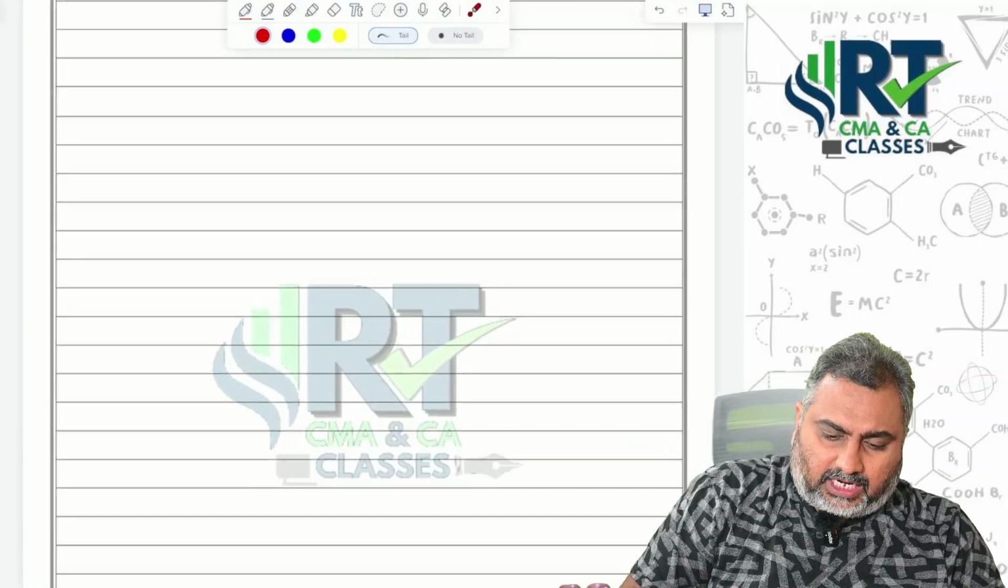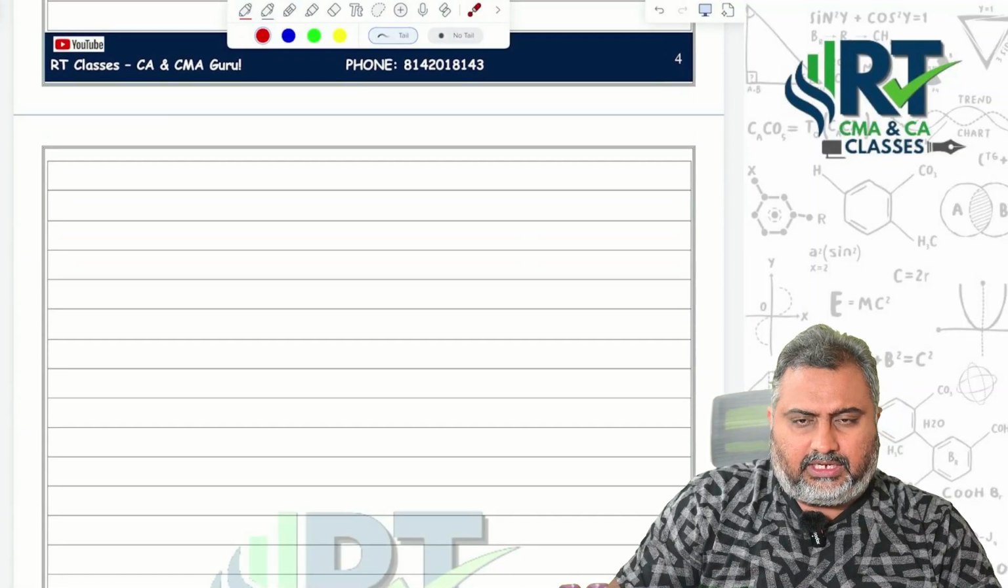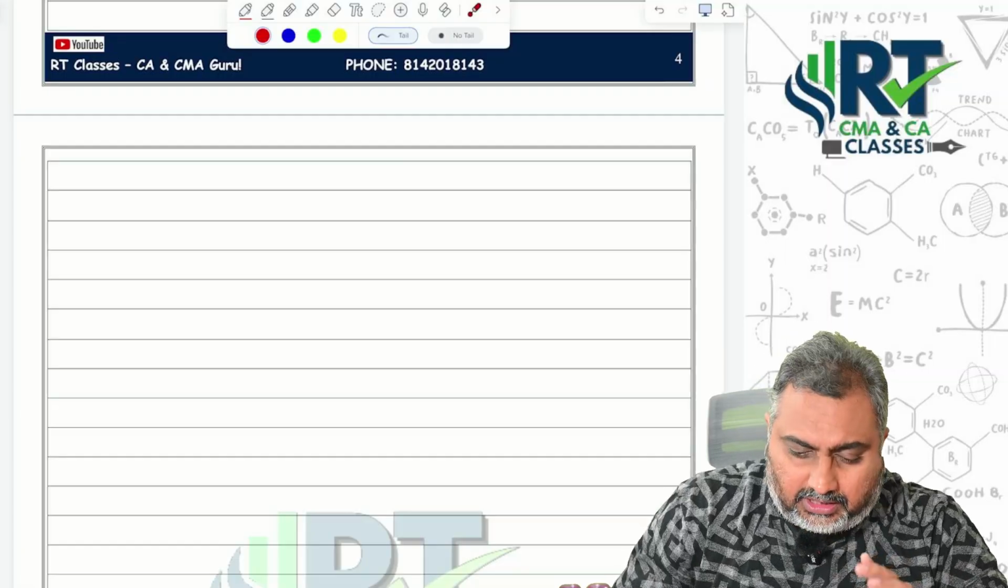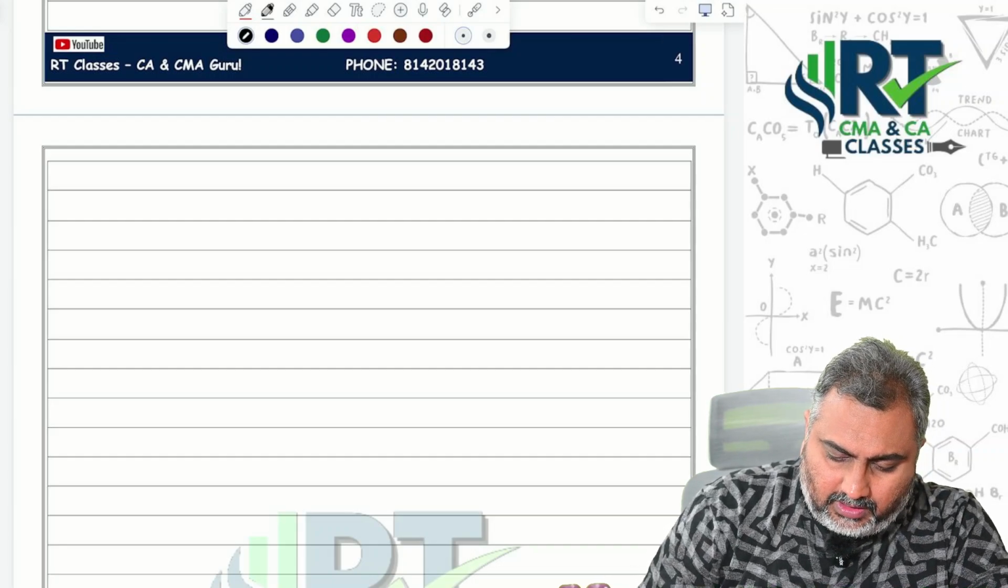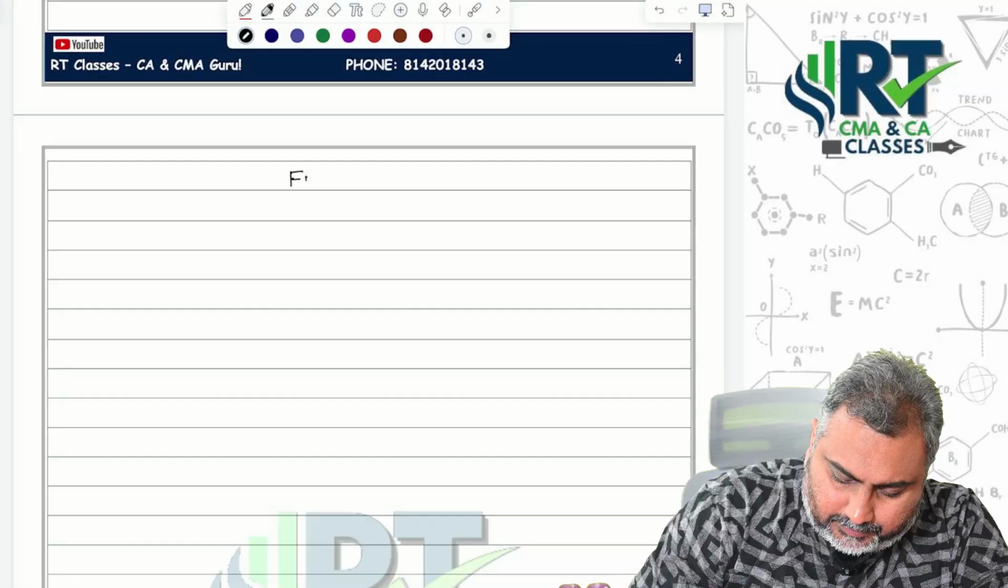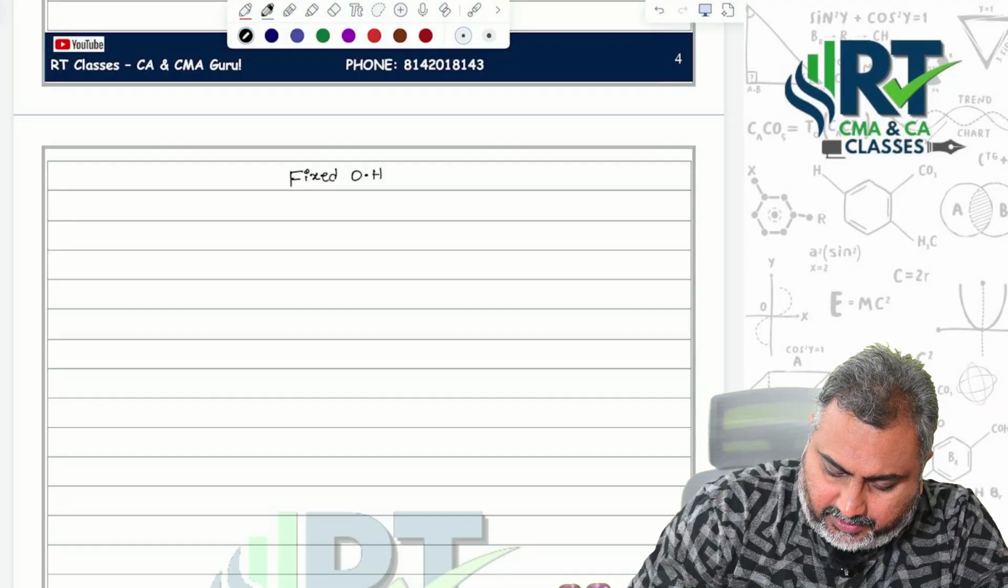Before we start solving the problem, let's go with the concerned chart. What is this chart? Let's see. We are doing fixed overhead variances.